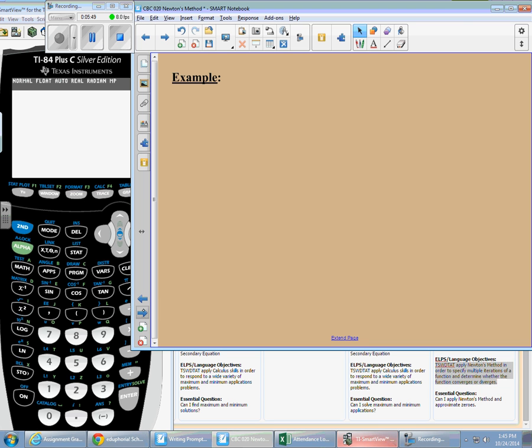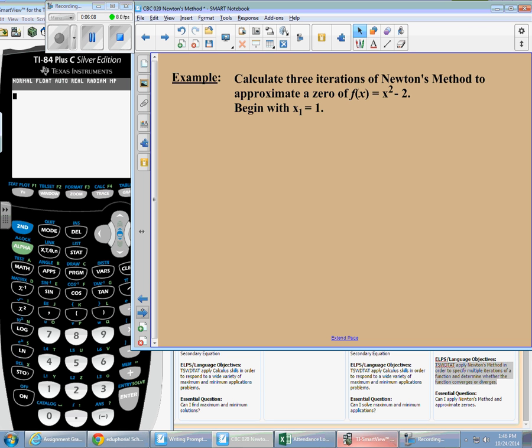Let's look at an example dealing with Newton's method. Calculate 3 iterations of Newton's method to approximate a 0 for f of x equals x squared minus 2. And this time we're provided with a starting point for our estimations. We're going to begin with an x sub 1 term of positive 1.